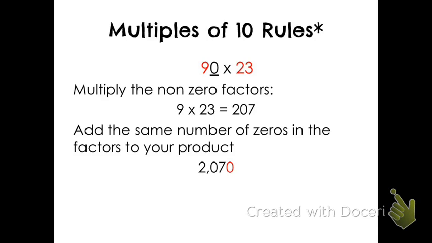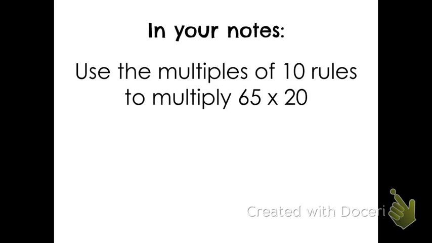Multiples of 10 rules. What this means is that you multiply all the non-zero factors, just like we've talked about. So the 9 times 23. Add the same number of zeros to the factors of your product. I want you to have the multiples of 10 rules written down. In your notes, let's use these rules we just talked about, and I want you to multiply 65 times 20.